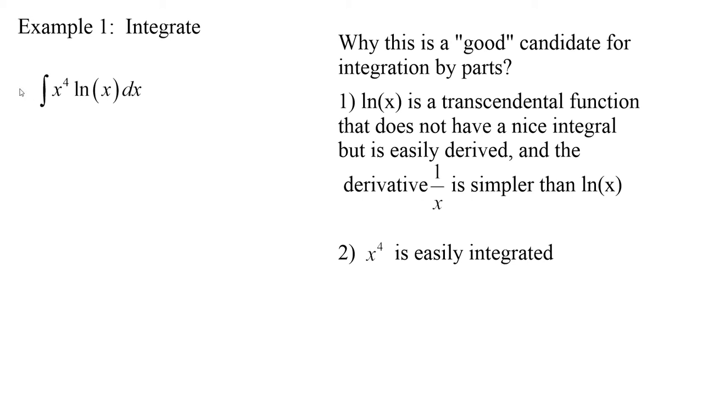So what we should do in this particular instance is say, okay, I am going to let u be the ln of x. And then I'm going to say dv is equal to x to the fourth dx. And so now we know that the derivative of u, this is going to be du, will be 1 over x dx. And then we can integrate dv, and since it's simple for us to do, we can do it in our head, and we can say that v is going to be 1/5 x to the fifth.